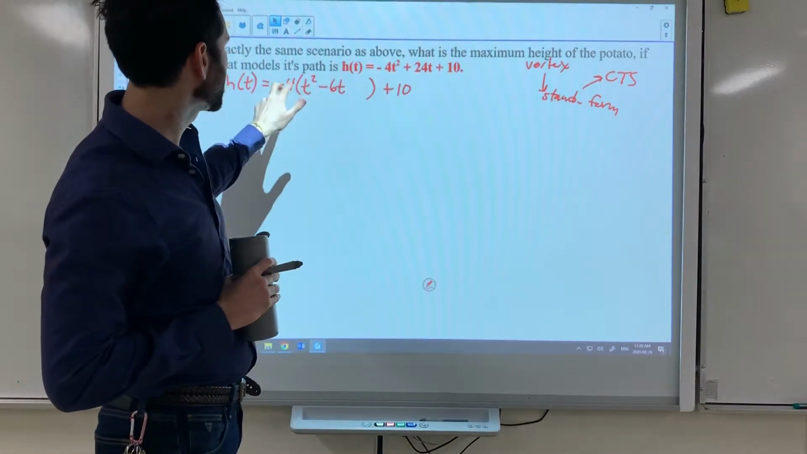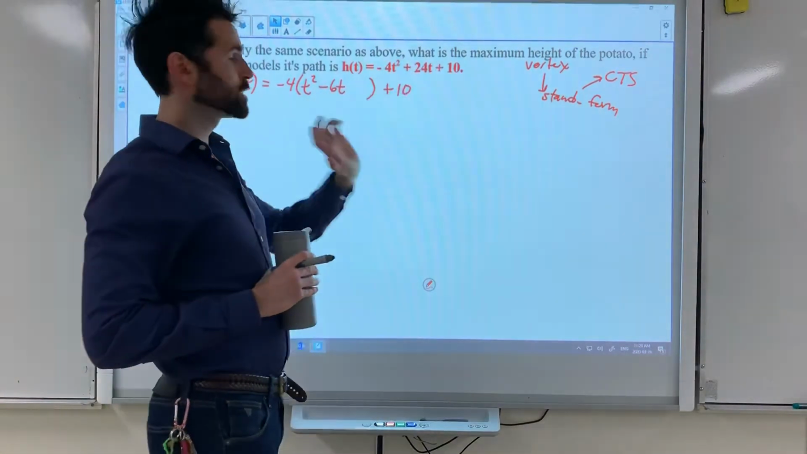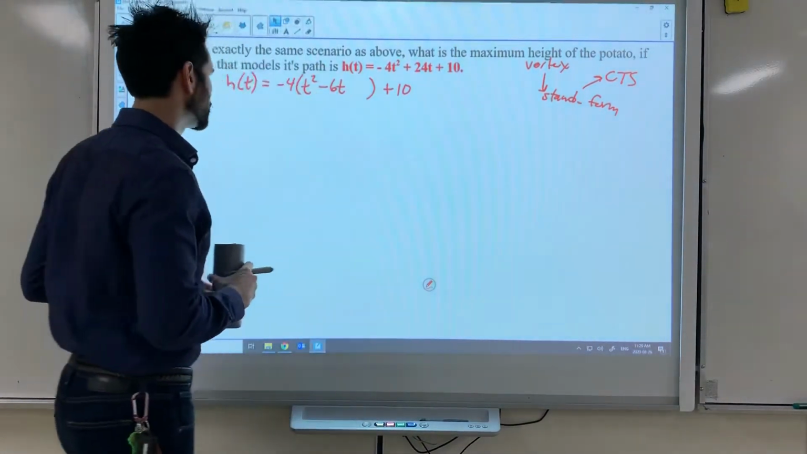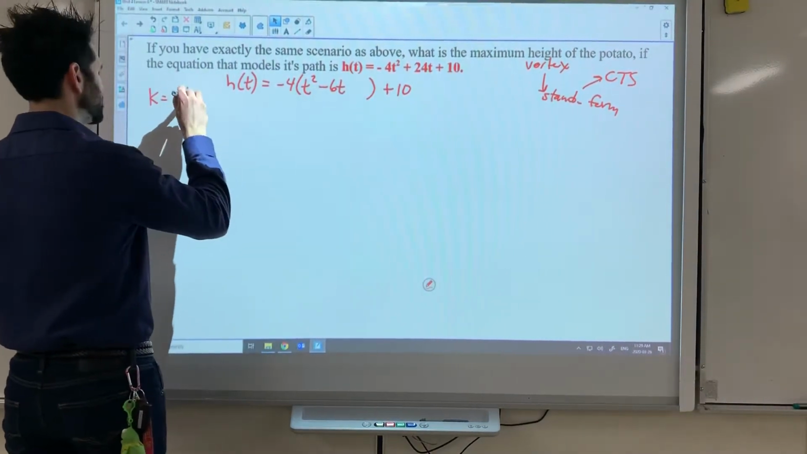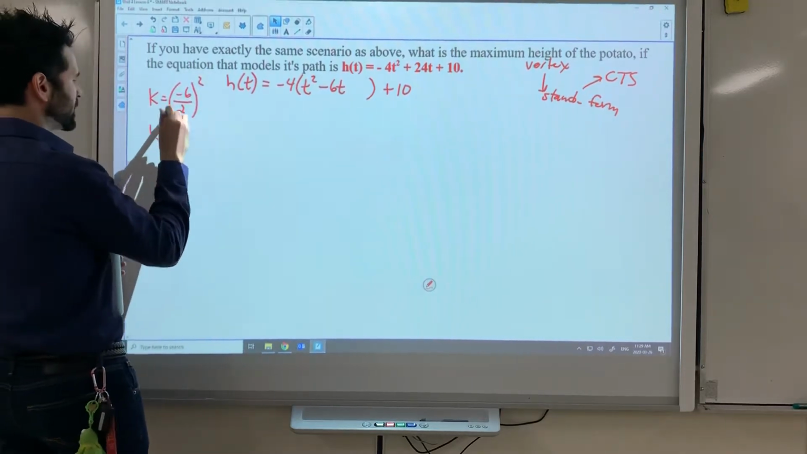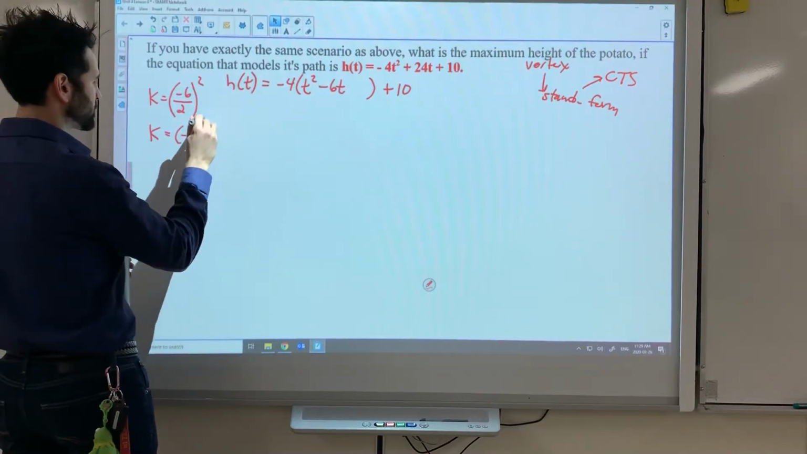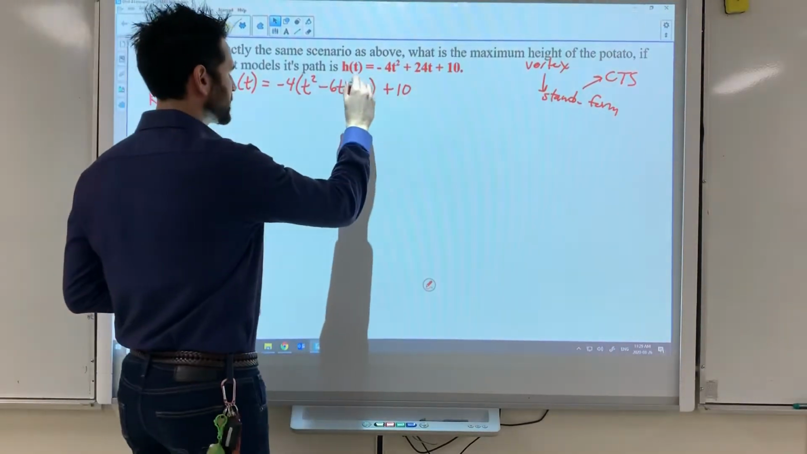So I'm just going to take the -4t out, and if you distribute it back in, you get back to where you started. So I know I haven't done anything that I'm not allowed to do. So I'm going to go grab my k value. So I'm going to grab the b value, divide it by 2, square it. Okay, write that intermediate step, so it's -3 squared, and my k value is 9. So I'm going to add 9 in here.